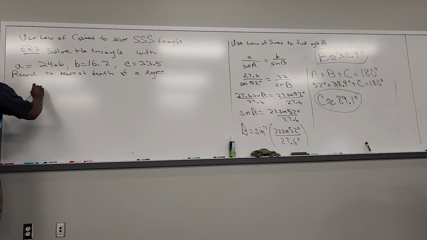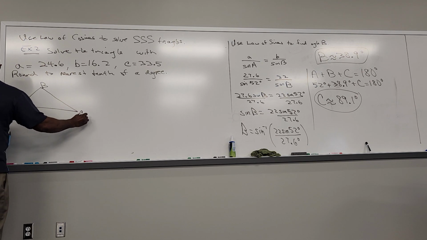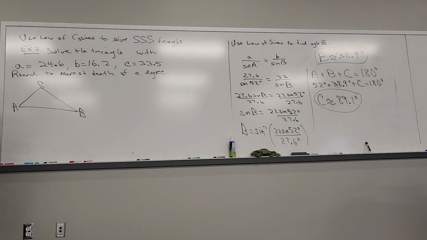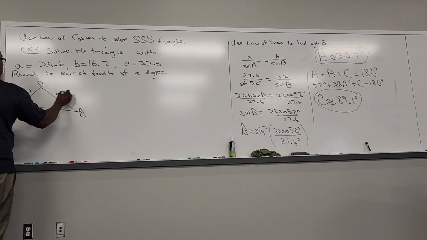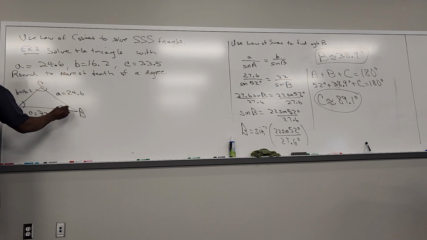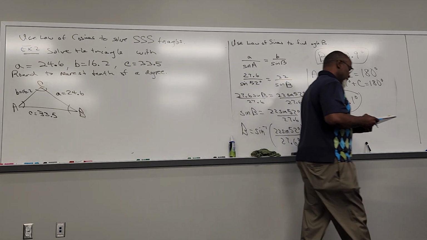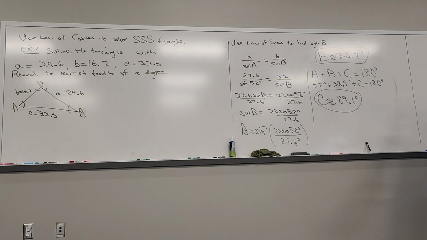So draw an oblique triangle, label it A, B, C, and I'll do BC this way. It doesn't really matter, but just so my scale is proper. So that's angle B, side B is 16.2. If this is angle C, then side C is 33.5. If this is angle A, then side A is 24.6. So I know 3 sides, but I don't know any angles.